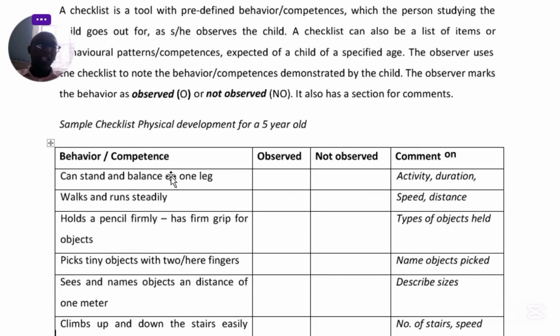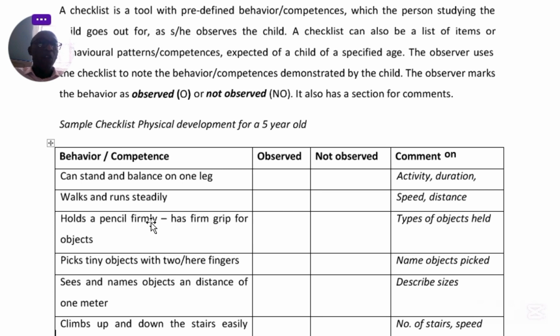Are you noticing in this checklist there are already competencies that have been highlighted? Your role is to tick whether you've observed them or not. And within this checklist is a comment section. There could be small comments that you want to add on.